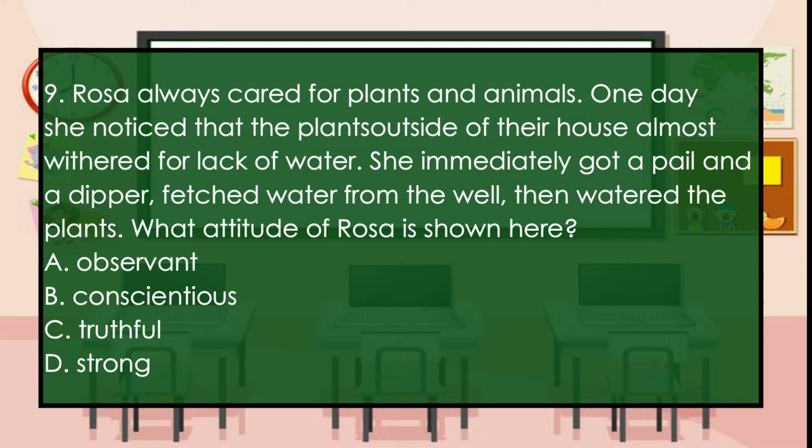Number 9. Rosa always cared for plants and animals. One day, she noticed that the plants outside of their house almost withered for lack of water. She immediately got a pail and a dipper, fetched water from the well, then watered the plants. What attitude of Rosa is shown here?